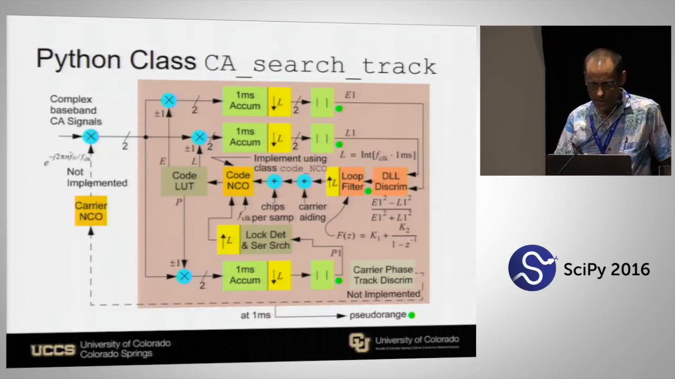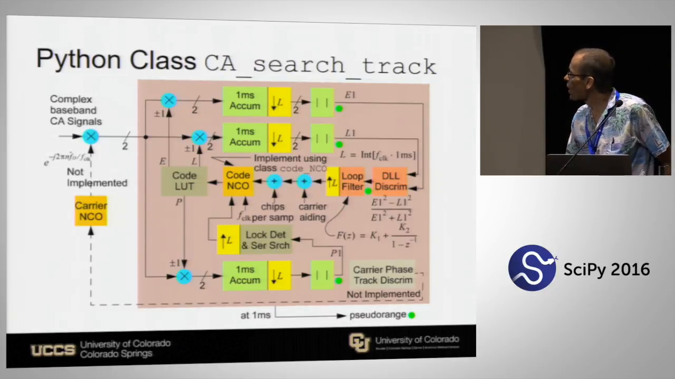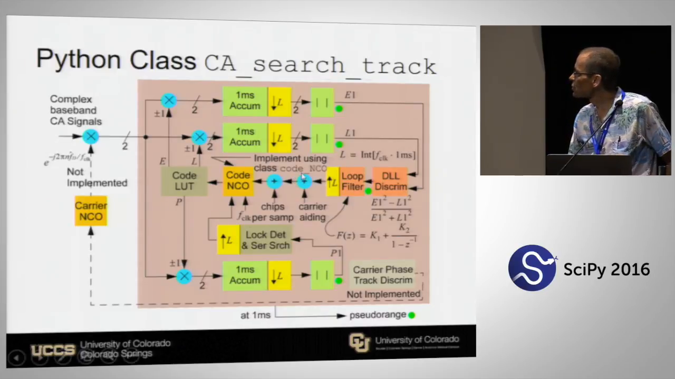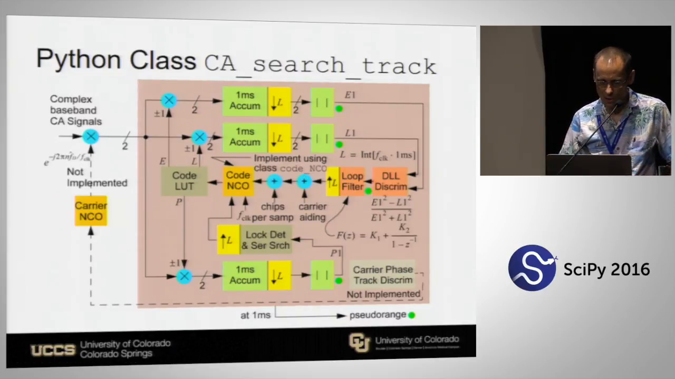The class CA search track is the main class that does the acquisition and tracking. So this is fairly involved. There's also another class inside that does what's called a numerically controlled oscillator. So that's a class unto itself. I don't know, most of you probably haven't heard of phase lock loops, but that's part of this. So that's the tracking loop, a feedback control system.